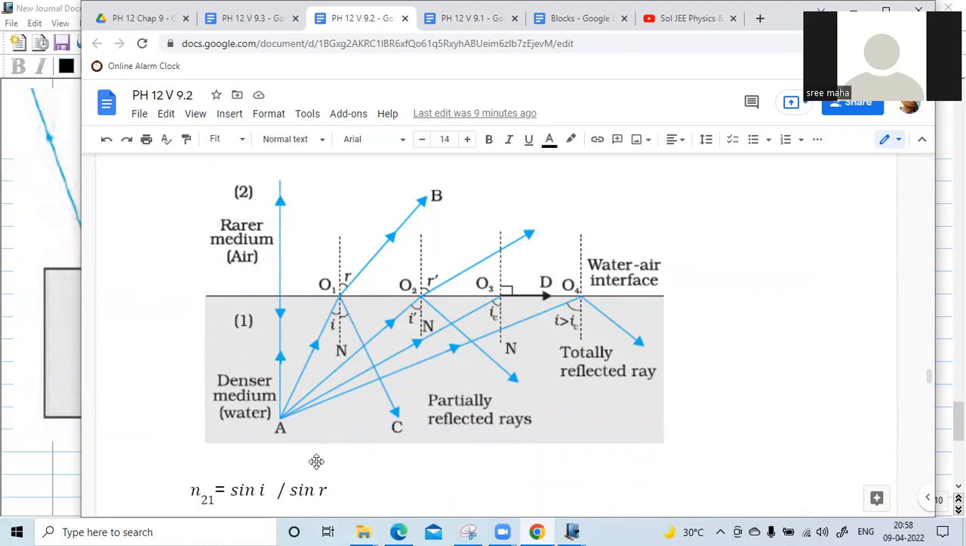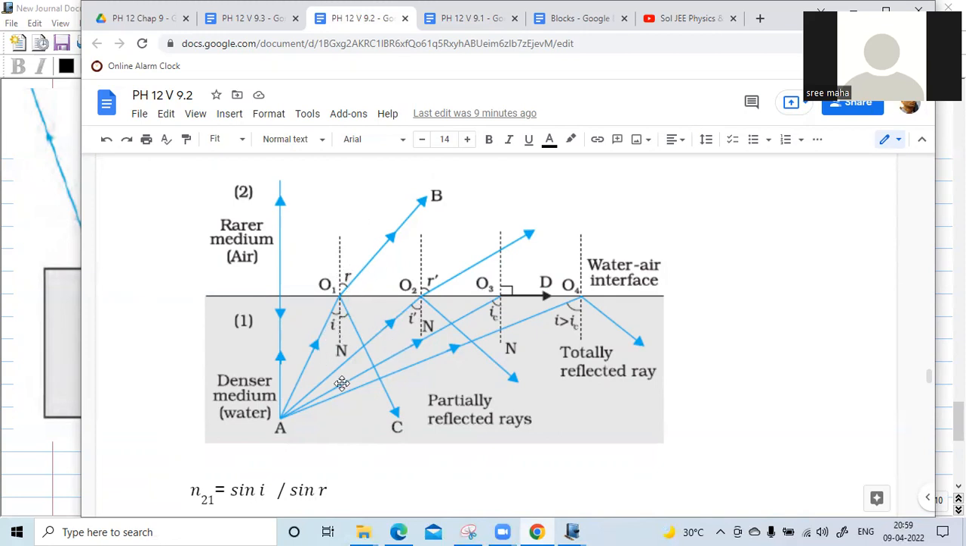And it's sine i by sine r, where i is in the first medium. So here i is less than r, or the angle of refraction is greater, right? So the refracted ray will move away from the normal because it's going faster. So it can travel a larger distance in the same amount of time. So it tries to cover a larger distance, which can be done by moving away from the normal. Is that clear? So r is greater than i.